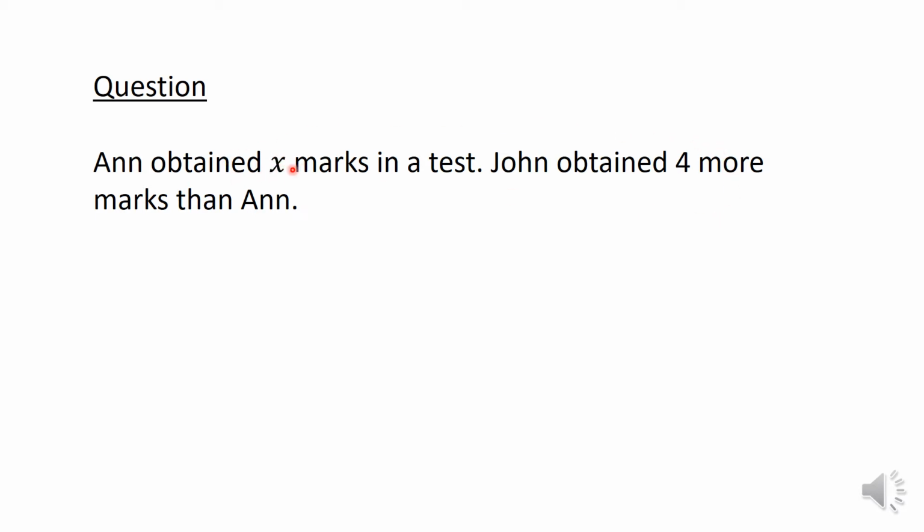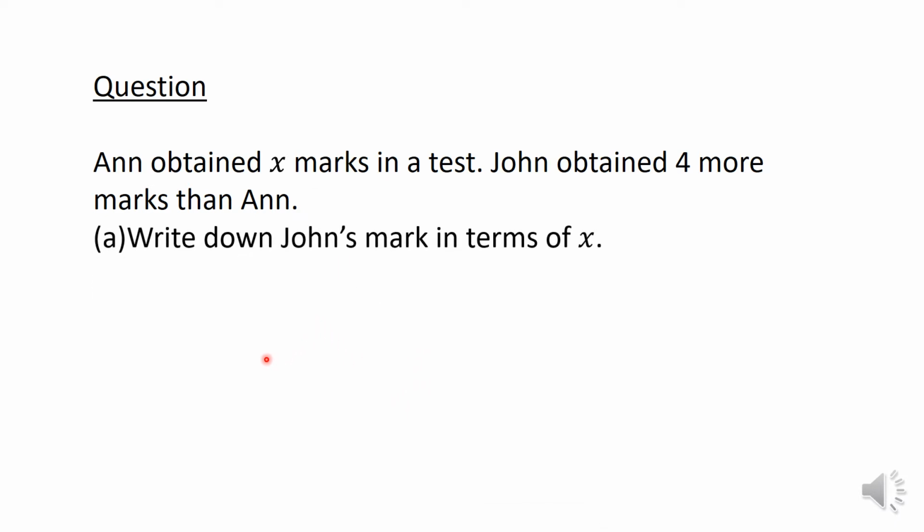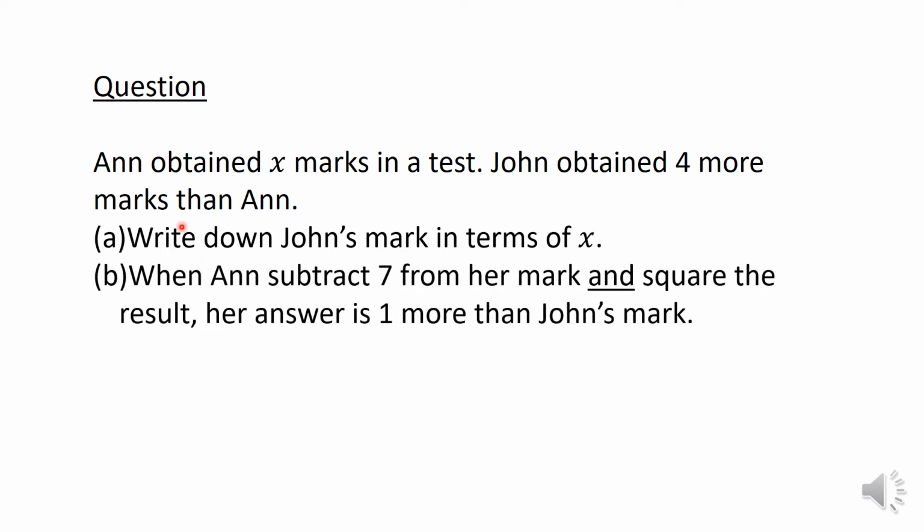The other information we also don't have is any clue as to out of how much the test is. But here's a nice thing. We're going to add some more parts to this question in order for us to be able to see what the test was out of and how much each of the students got. So we're going to first take part A, which says write down John's mark in terms of X. That is relatively easy. We just take whatever Anne's mark is and 4 more of that.